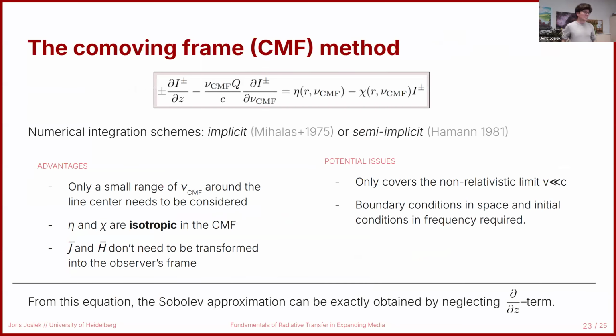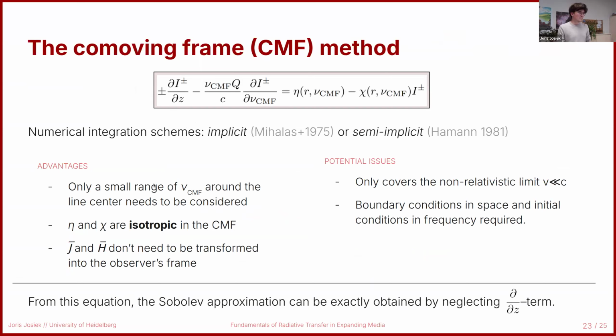Okay, so what we do with this is just integrate it. There are many different schemes to use this, but they are generally divided into so-called implicit or semi-implicit schemes. These schemes are stable, and they enable us to solve this equation and obtain, like all other methods, the intensity as a function of frequency and space.